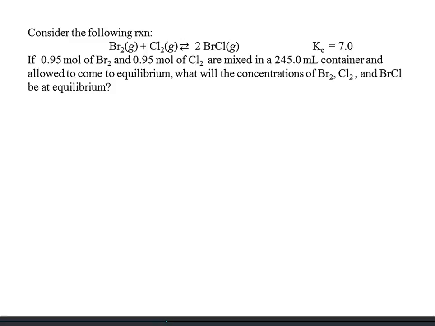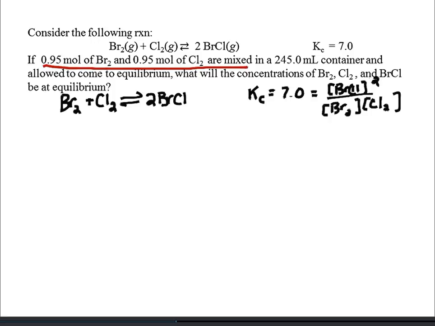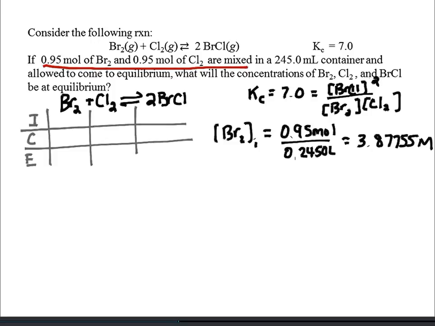We're going to write in the reaction again. Bromine plus chlorine goes to 2BrCl. And these are initial values, so we're going to calculate those. This is our equilibrium constant expression. So we have an ice table. We have our initial concentrations of 3.87755 molar for both of our reactants, and then our product has 0 molar concentration. Now, since we don't know how much this changes at equilibrium, we're going to use x's in place of that.